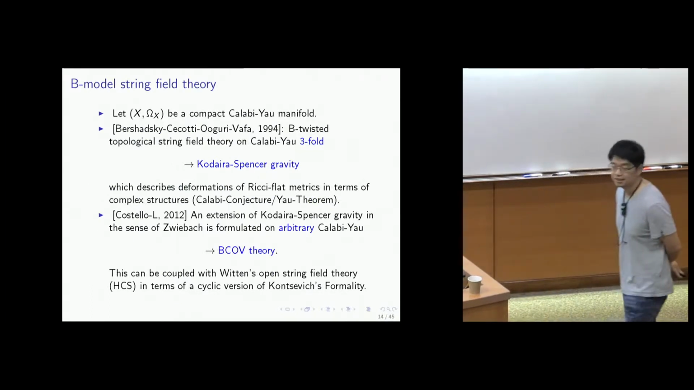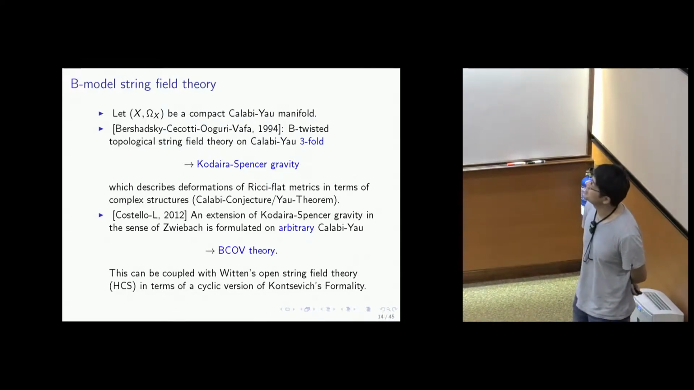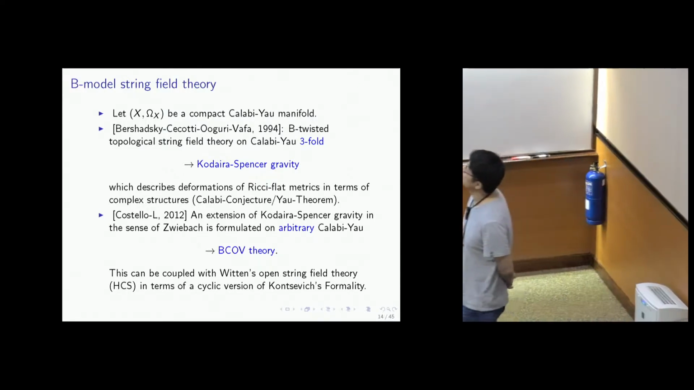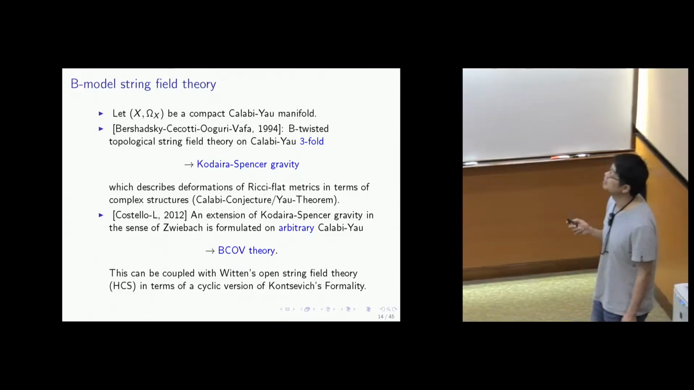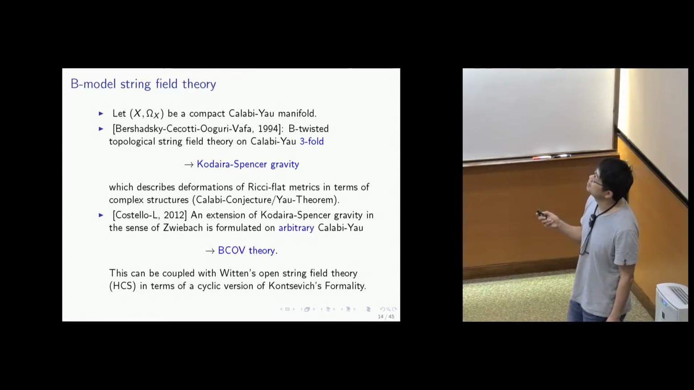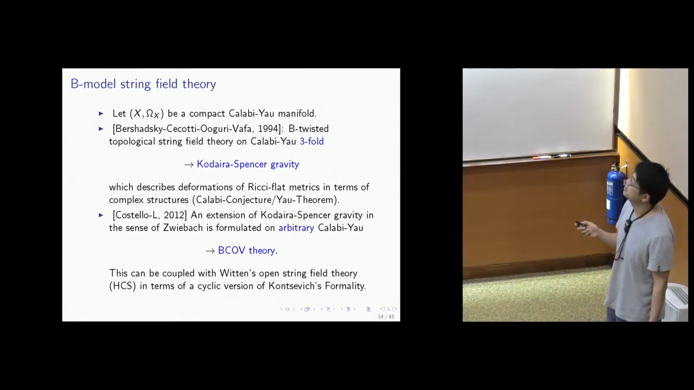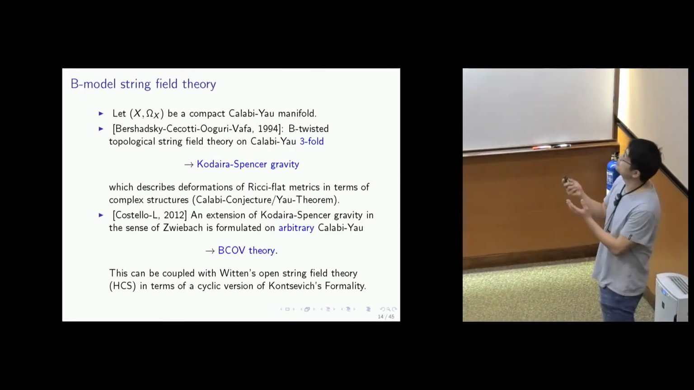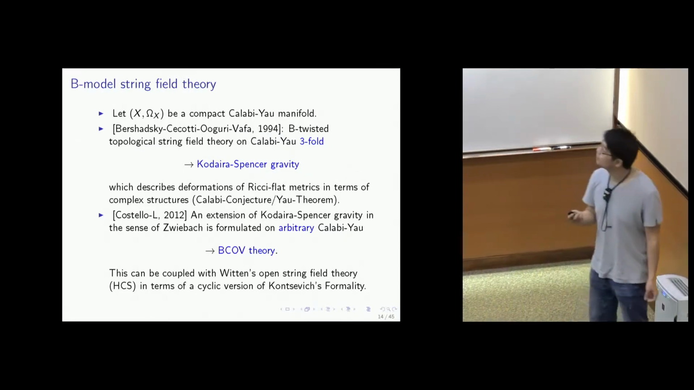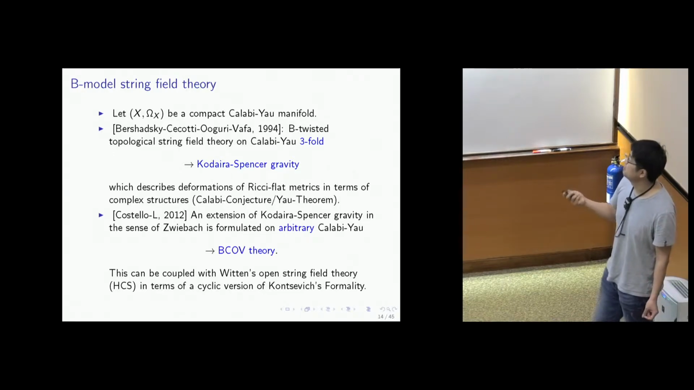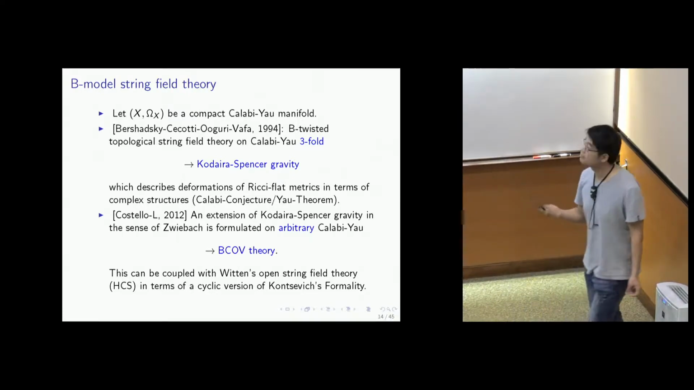Now, I would like to explain this structure in topological string theory, in particular the B-model. This is set up on a Calabi-Yau, so I'm going to start with the Calabi-Yau manifold, which has a Calabi-Yau volume form. Around 1994, Bershadsky, Cecotti, Ooguri, and Vafa proposed that the B-twisted topological string field theory on a Calabi-Yau threefold is described by Kodaira-Spencer gravity. If you look at the equations of motion, it basically describes deformations of the Ricci-flat metric in terms of these complex structures.